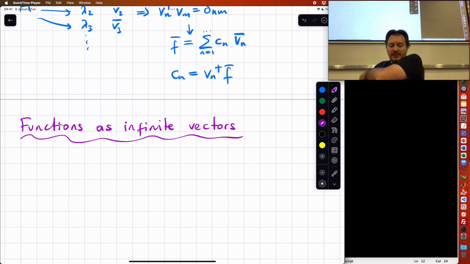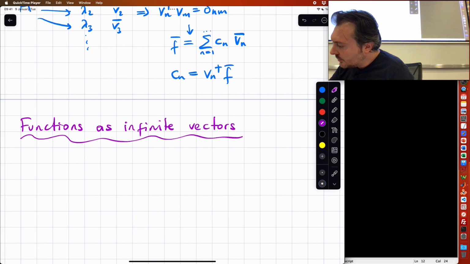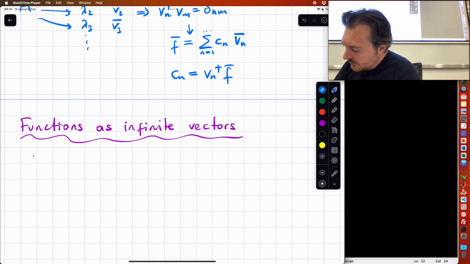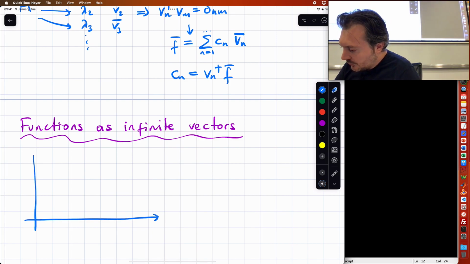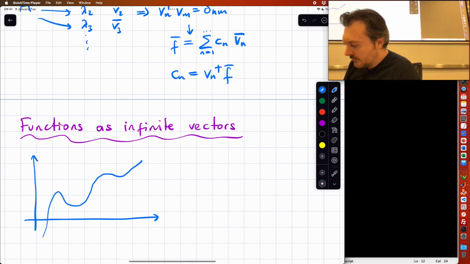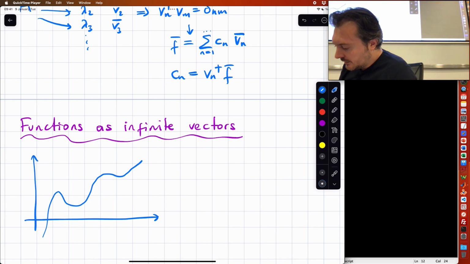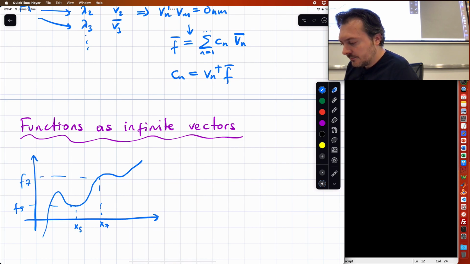What do I mean by that? I mean this. You have a function, right? Let's say it goes like this, and for each value of x, for x5, there is f(x5). Let me just name it f5. For x7, you have f7, etc. Right?